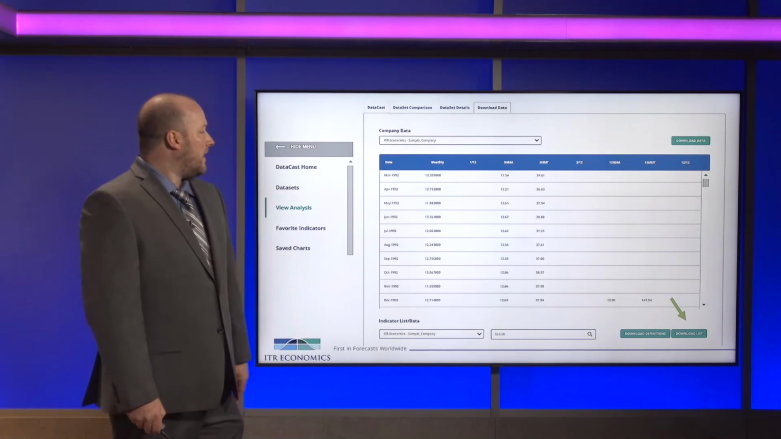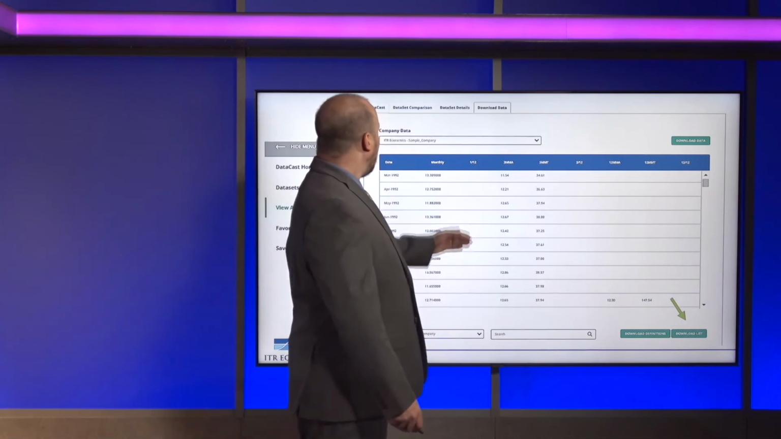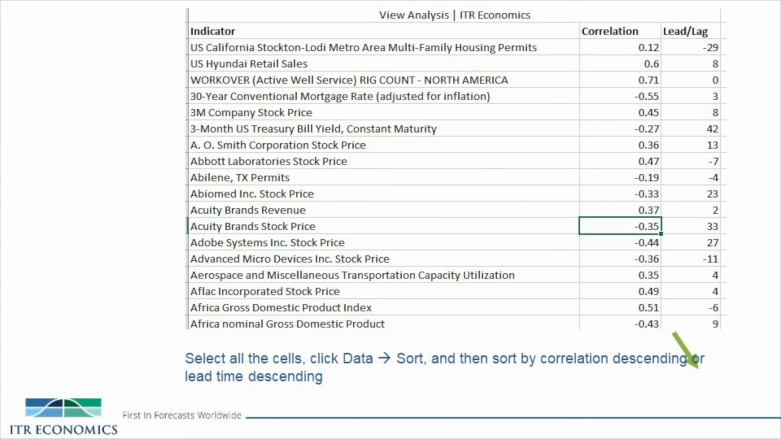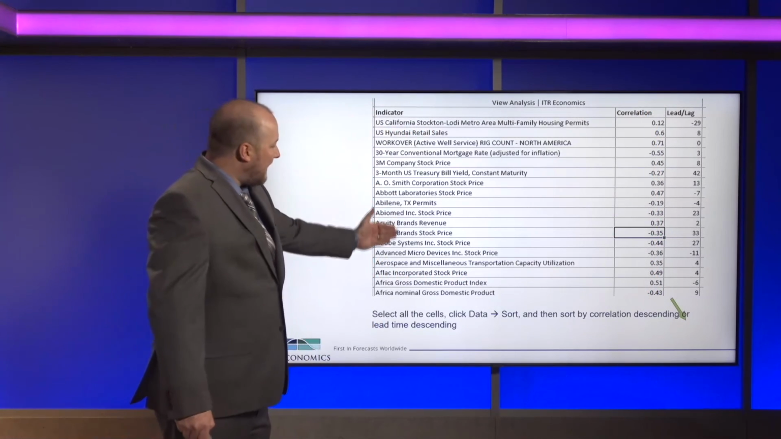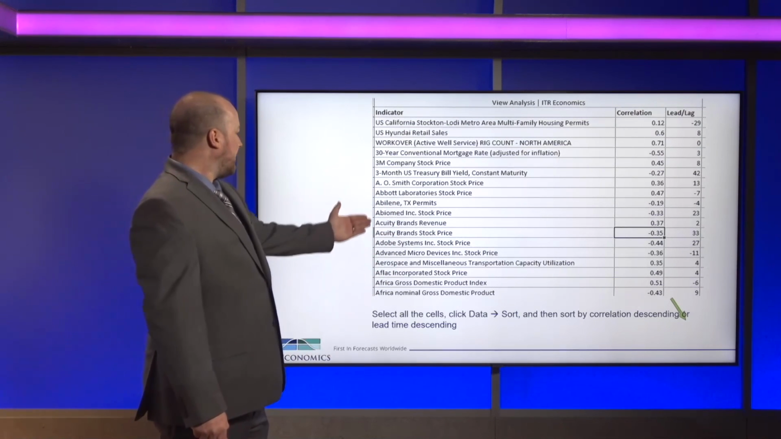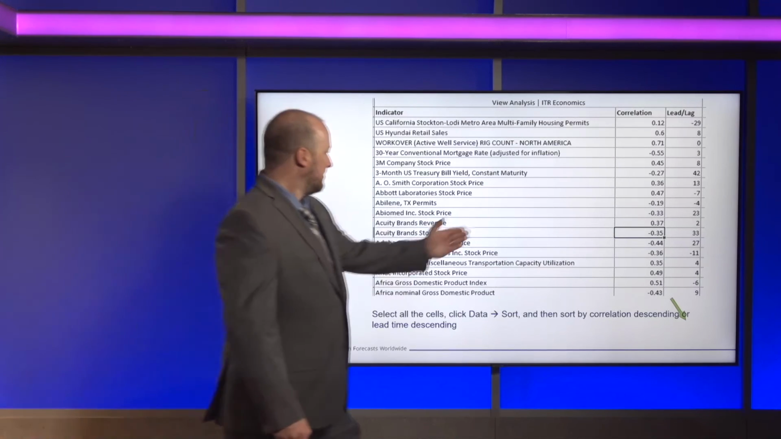So let's take a look at one more feature. If you look here and you go to download data, that's their fourth tab, you can click on download list. Why do I like to download your list of indicators? Well, this is what I actually like to do sometimes once I've played around with it in DataCast a little bit. I get all of the indicators and you can see, okay, I have Abiomed stock price, on a negative correlation.